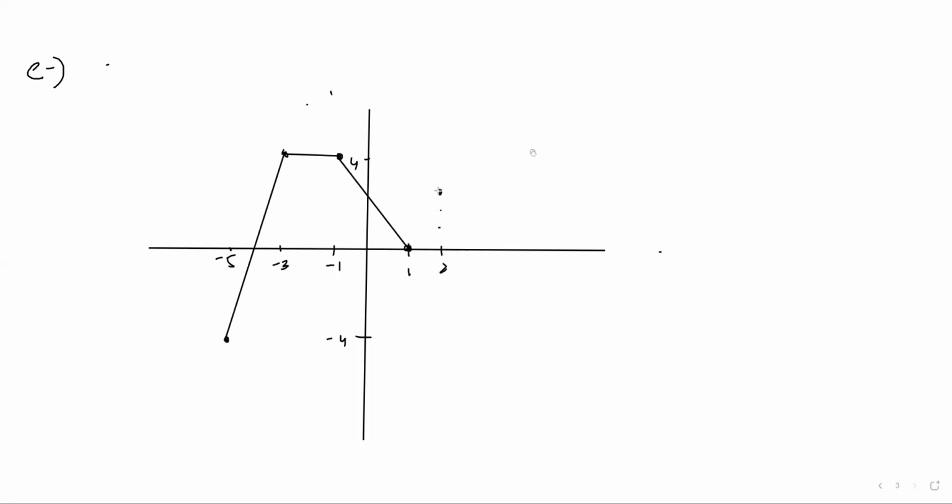I'm trying to draw it neatly. No problem, this time it is better. Yes, so this is the original f of x. This black one is the original function f of x. We need to transform this function f of x to y is equal to f of x plus 3.